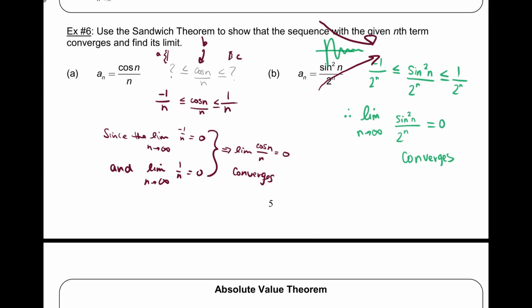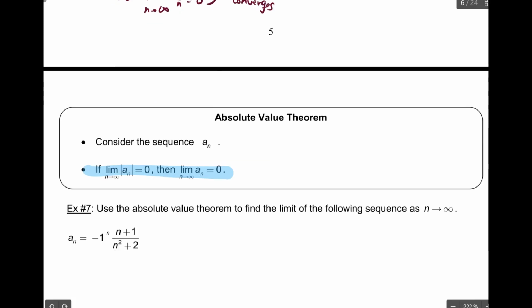All right. So if the functions are bounding this, and both go to zero, you know the one in the middle goes to zero. It's like a squeeze sandwich theorem.